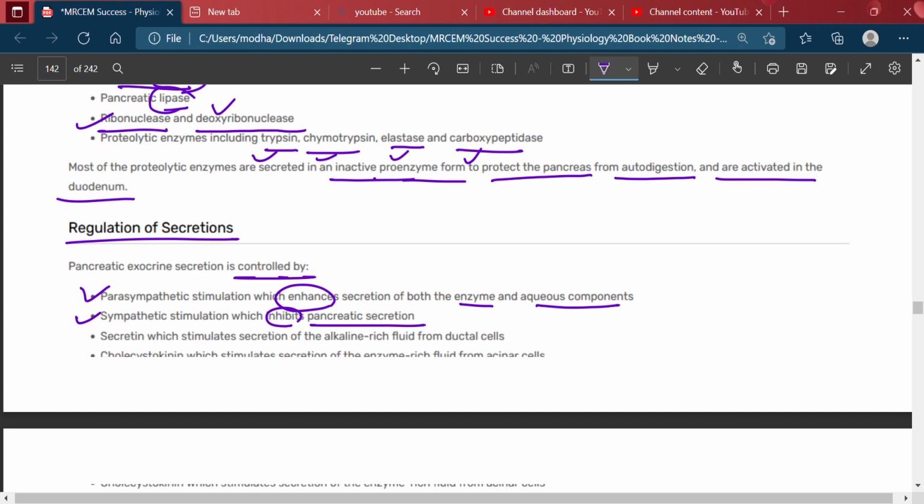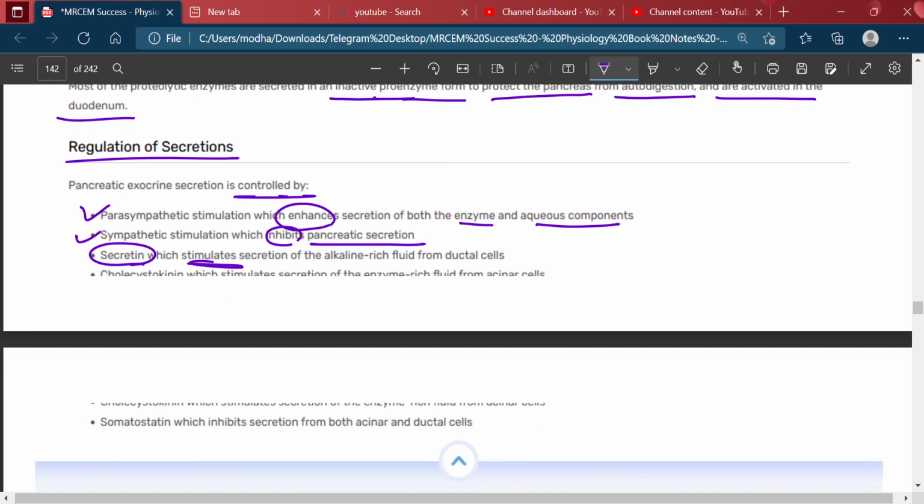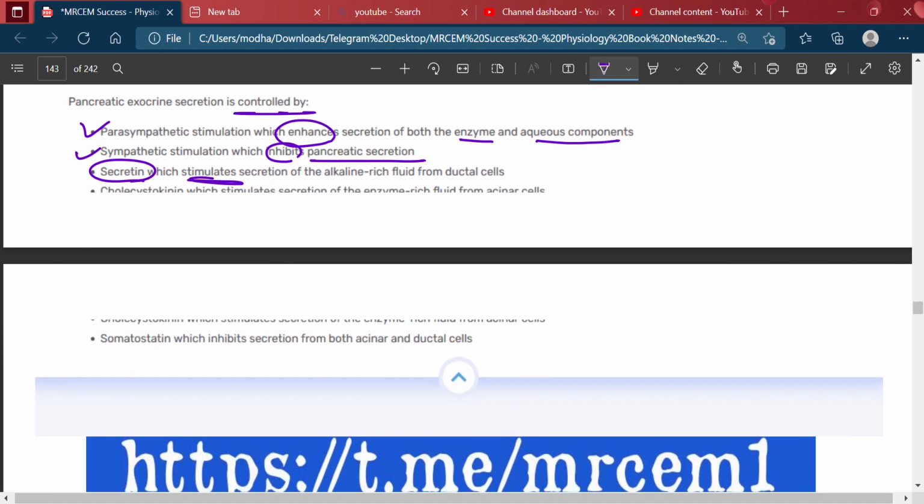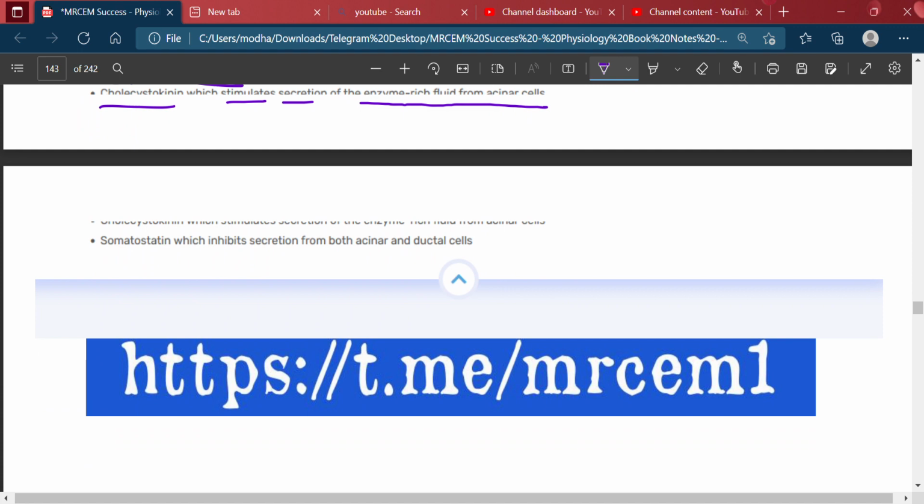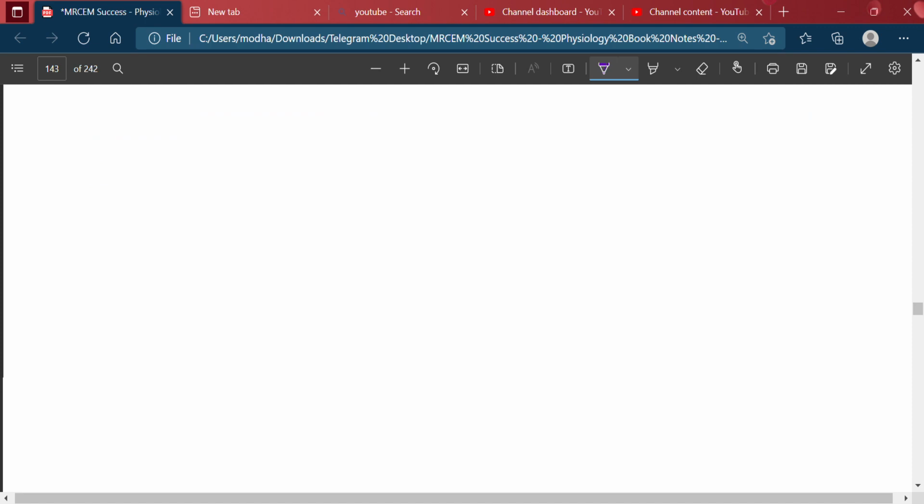Secretin stimulates secretion of the alkaline rich fluid from the ductal cells. Then the cholecystokinin stimulates secretion of the enzyme rich fluid from the acinar cells. And the somatostatin will inhibit the secretion from both the acinar and the ductal cells.